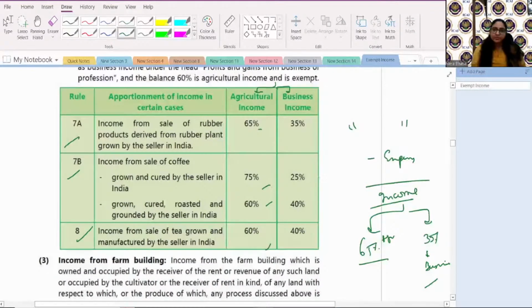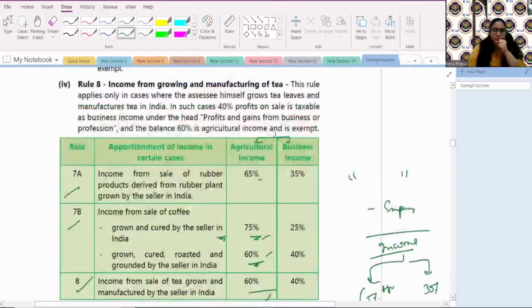Do you have to remember the percentage? Yes, it will not be given in the exam. 65, 35, jahan pe there is less manufacturing and more cultivation, the percentage is higher. Like coffee, when ground and cured, is 75% agricultural income. But when cured, roasted, and ground, more processes are involved, so only 60% is agricultural income. Similarly, tea is 60% agriculture, 40% business. Clear? Let's do one question here.